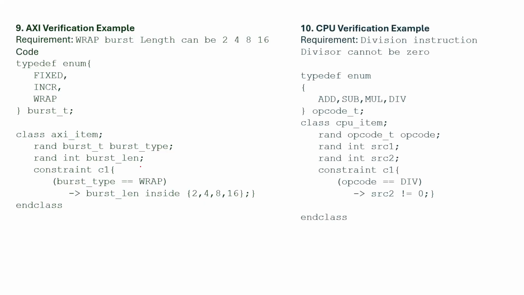CPU verification also same thing. Addition, subtraction, multiplication, division. Okay, so you are doing some different operations like addition, subtraction, multiplication, or division. Okay, so you want to give some constant values. Your output should be division. Then source 1 should not be equal to 0. Source 2 should not be equal to 0.